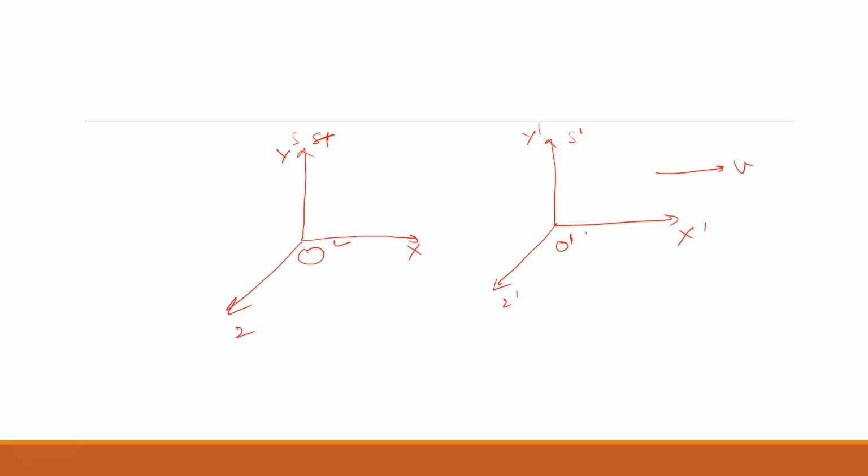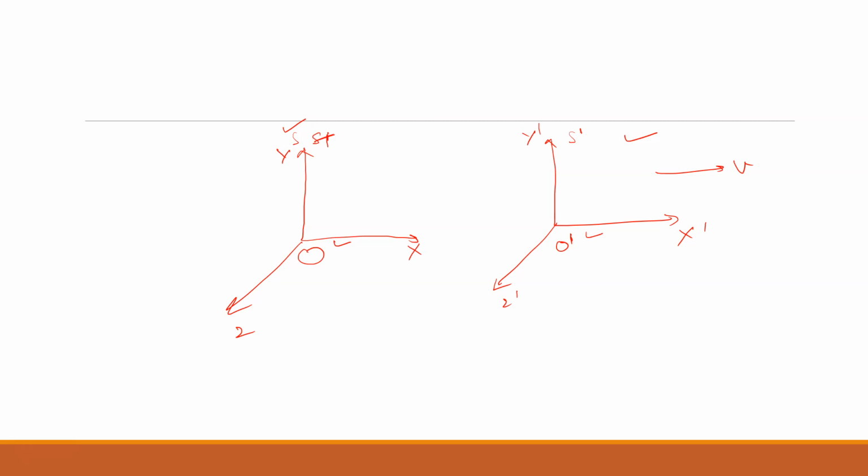O is the observer, and O dash is the observer for the S dash frame. Now suppose there are two particles moving in opposite directions in this frame. This frame may be a moving train, because we are discussing relativity, and this train's speed is comparable to the speed of light. And this is, suppose, a stationary car.